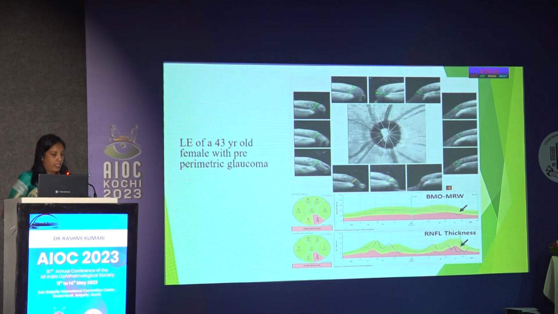So again, a left eye of a 43-year-old female with pre-perimetric glaucoma. Here, both the Tisnit graph of BMO MRW as well as RNFL thickness are correlating. So there is no problem in this case.